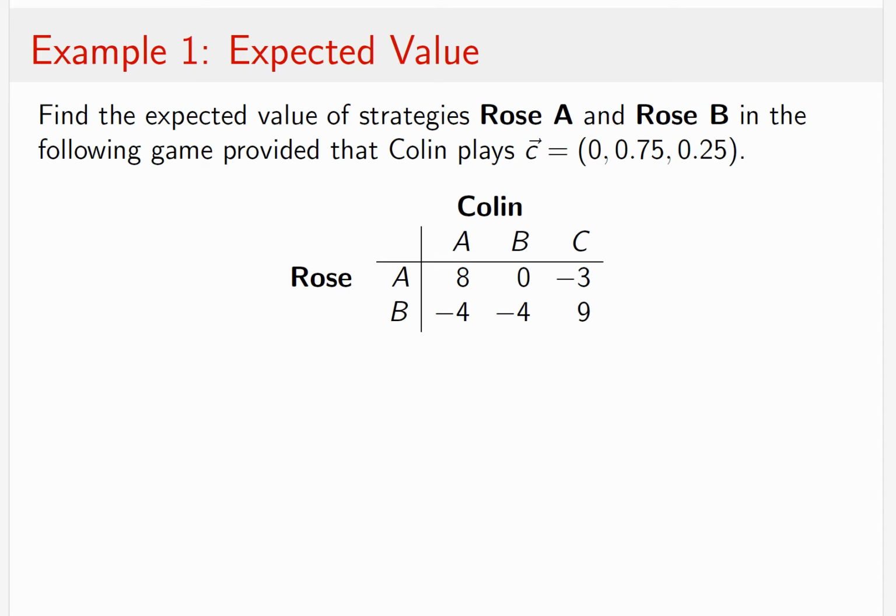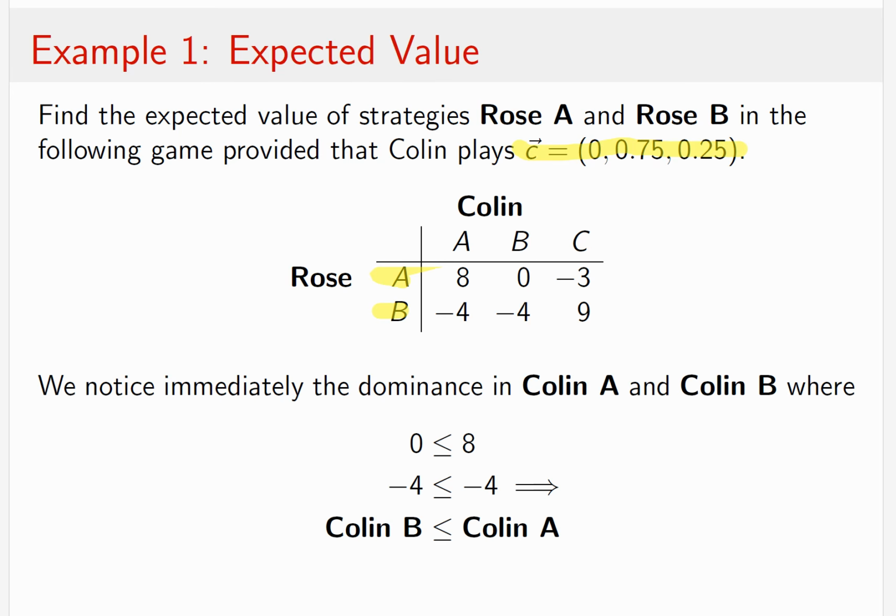Okay, so we're going to evaluate the expected value of Rose's strategy A and the expected value of Rose's strategy B, given the optimal strategy that Colin plays. Oh, notice the first one is 0. Well, let's talk about that quickly before we continue. There's dominance here, so we want to start the process by reducing by dominance as far as we can and then calculate expected values.